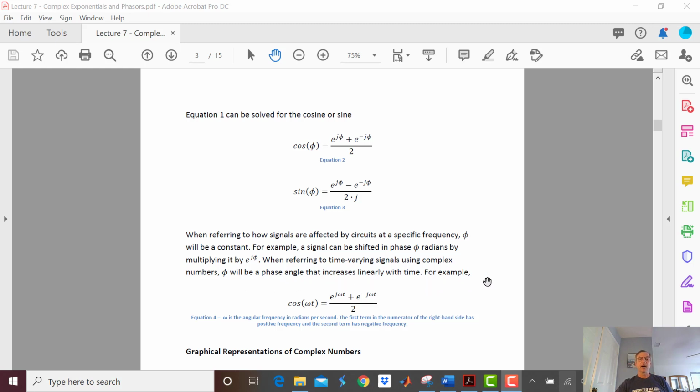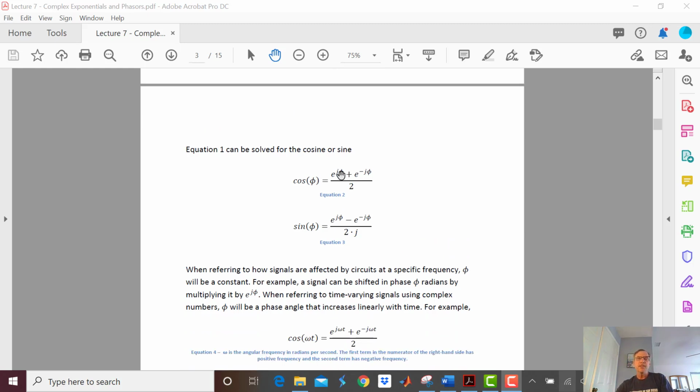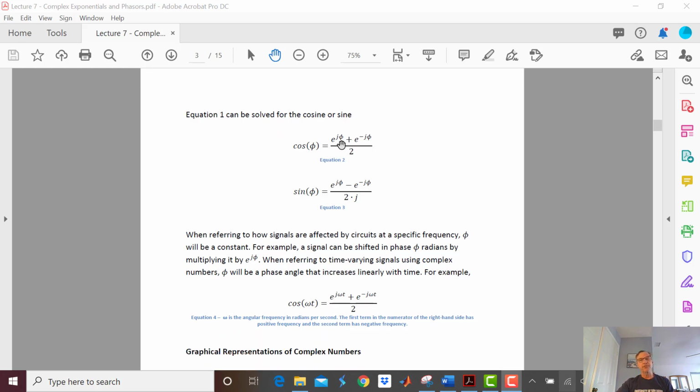And when referring to time-varying signals using complex numbers, phi is actually going to be a phase angle that increases linearly with time. So this phi here is going to be phi of t. So that phase angle is going to change linearly with time. So if I represent that, I'll take my cosine and I'll replace phi with omega t. So phi is a phase angle that increases linearly with time.